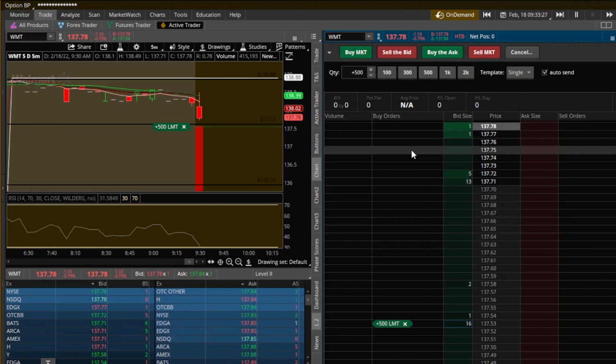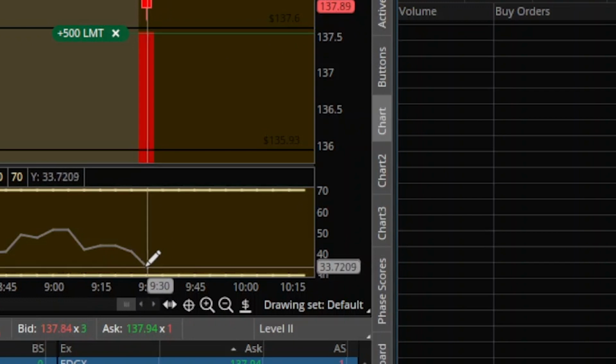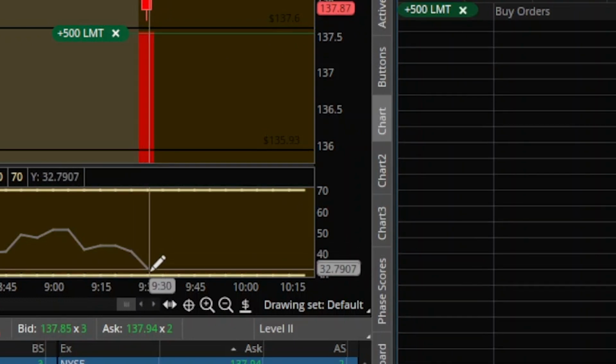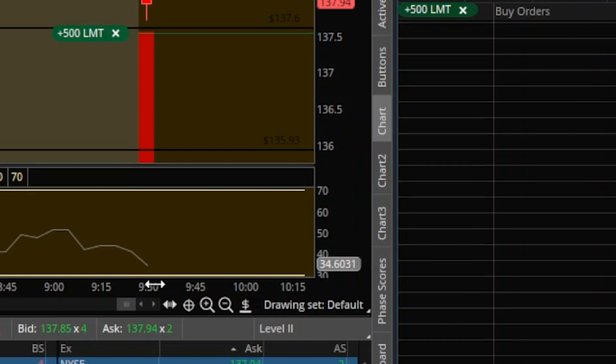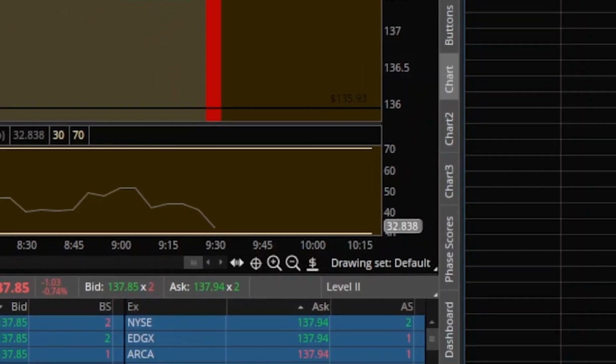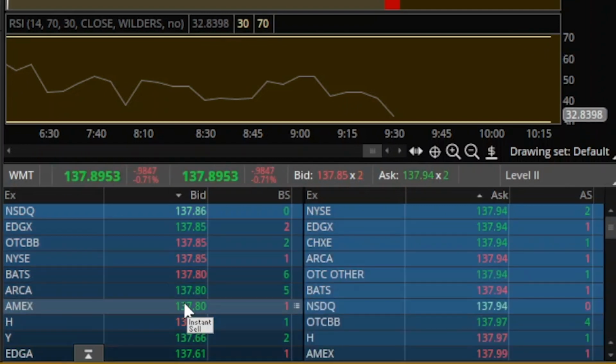Okay, looks like we're getting weak here. Coming down towards this bounce area. Still decent volume. We're approaching that oversold area on the RSI as well. So I really like that. Level 2 looks decent. Nothing crazy.